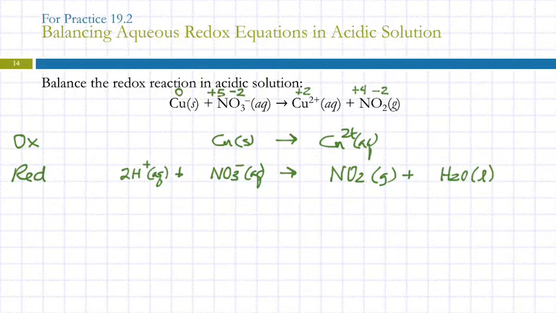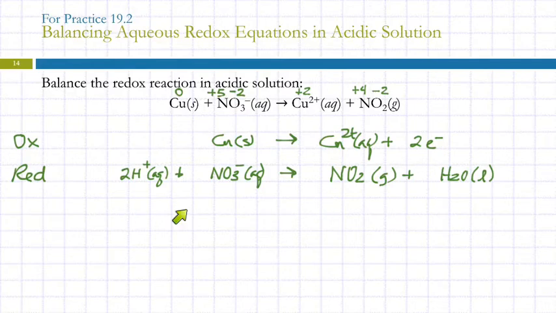Then we balance for charge. In the oxidation half reaction, I've got 0 on the left and I've got 2 positive on the right. To make those the same, I'm going to add 2 electrons over here. And that makes sense because oxidation is loss of electrons, and here we show the copper is losing electrons.